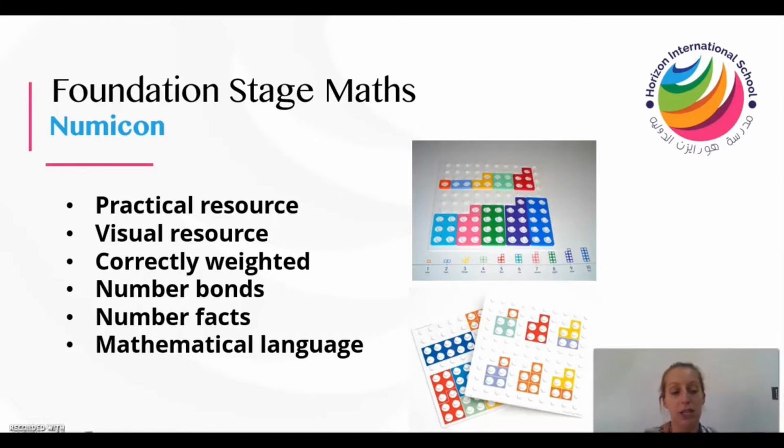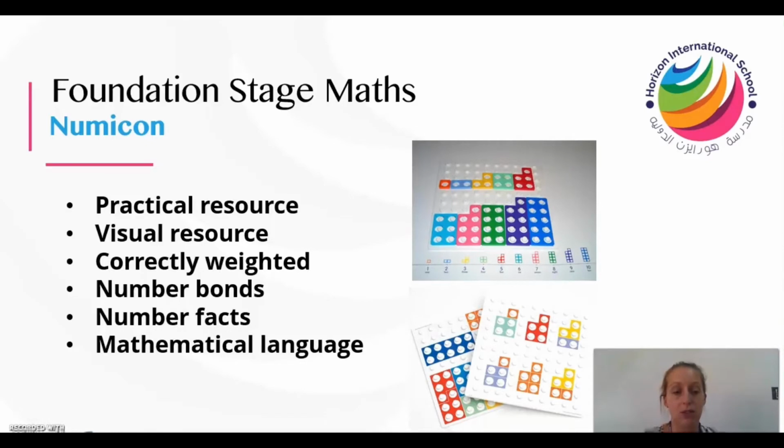The Numicon can be used on the baseboard, which are the white boards in the picture above, to create number bonds, patterns, and pictures. Numicon is weighted, so for example, a 5 Numicon would weigh the same as 5 individual ones. This enables children to explore concepts such as one more, one less, and also to check their own calculations.